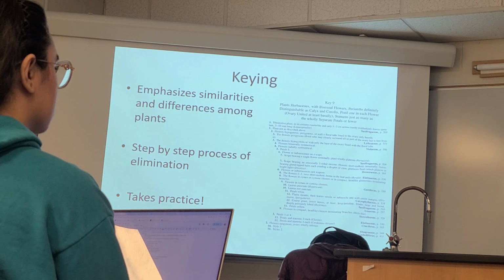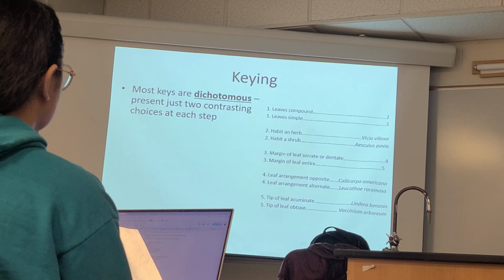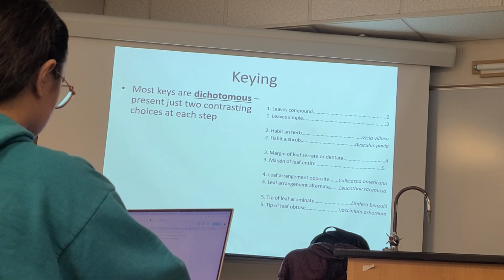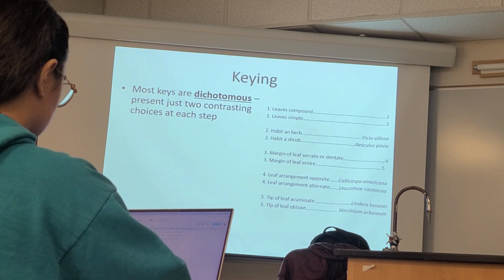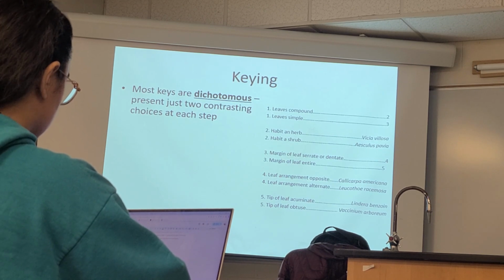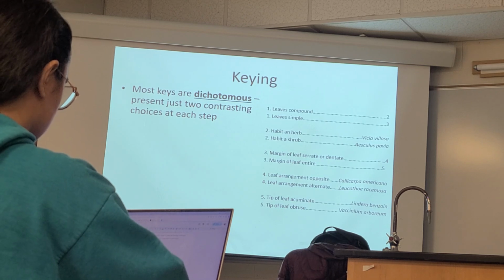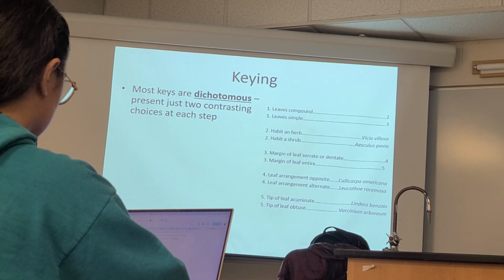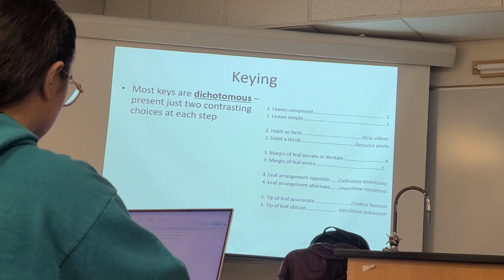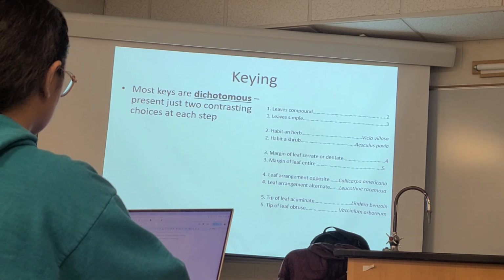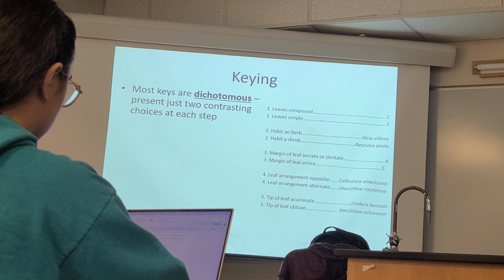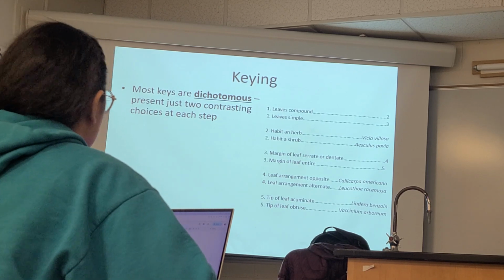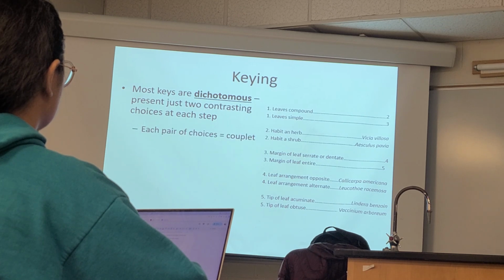Right? Now, there are different types of keys. Most keys are what we refer to as dichotomous. That means that at each step, you are presented with just two possible choices. Two contrasting choices. Yes, there are keys out there that have more than 2 choices. You can have 3 choices, you can have 4 choices, but most keys that you're gonna see are gonna do just 2, and we call them dichotomous for that reason. They can be formatted differently though, and we'll talk about that in a second. But let's delve into what these steps are first before we get into that.